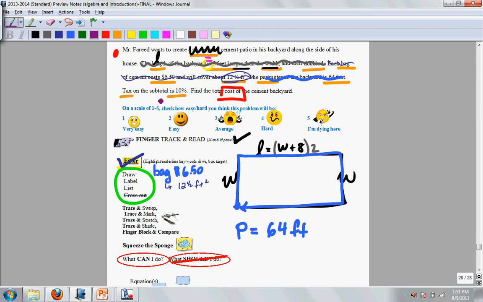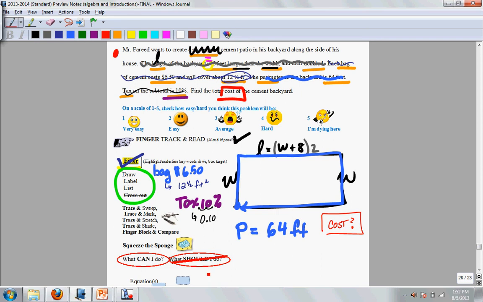Tax is 10%. That doesn't go on the diagram. I'm going to put it over here. Tax is 10%. Once you see percents, you should automatically turn it into a decimal so you can use it on your calculator. So you just go over twice. So tax is 0.10. Find the total cost. So our goal is cost. And box that, put a little question mark. That's our ultimate goal. Now, all of that, you actually haven't done any thinking or solving. You've just organized your given information.